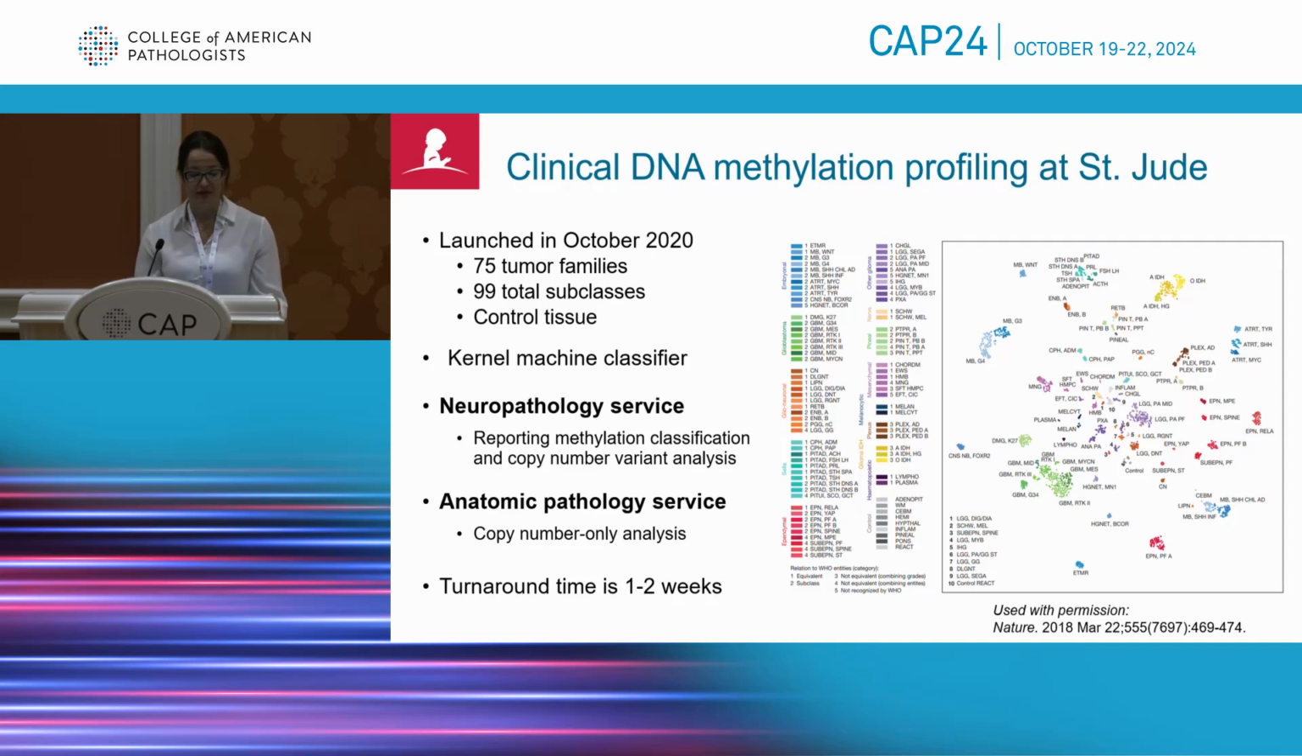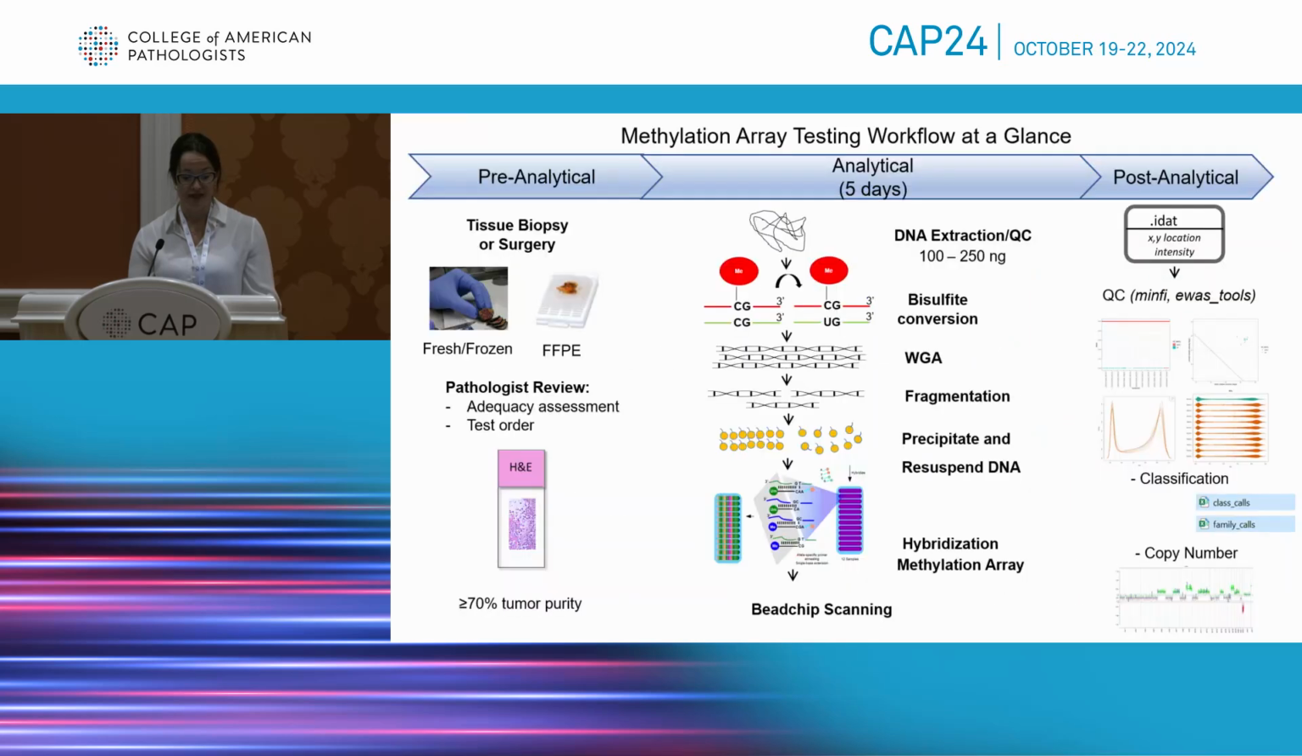And we use a different method that we develop in-house, and we provide not only classification, but also we assess copy number alterations as well. This is a procedure that takes about 5 days, and one thing that's very important is really the pre-analytic. So tumor purity is an important factor that can affect the performance of these classifiers.